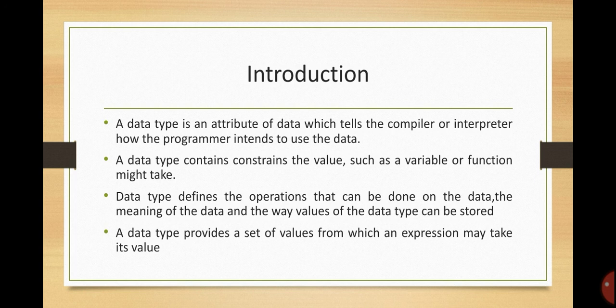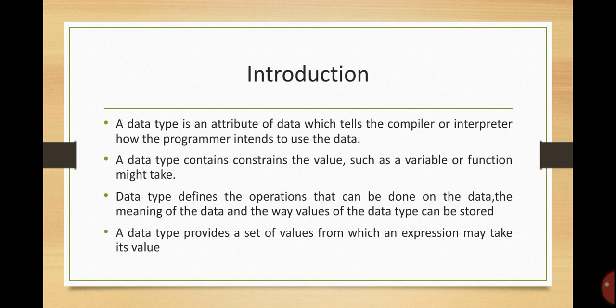Most programming languages support basic data types of whole numbers, we call them integers, and they are of varying sizes. We have floating point numbers, which approximate real numbers. We have characters, and we have some data types that are called booleans. A data type constrains the values that an expression such as a variable or a function might take. We'll talk about variables and functions in later videos.